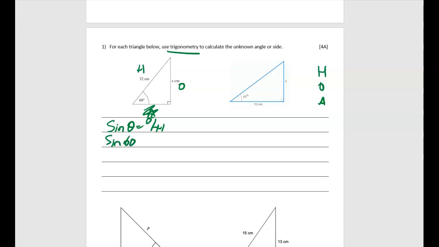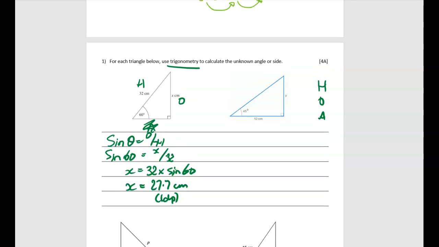Sine 60, because that's the angle we're given. The opposite is x, so we'll put that into our equation, divided by 32. We then do a bit of algebra, so x will be equal to 32 times sine 60. That's the opposite of that division. X from that is going to be equal to 27.7 centimeters, and that had a 1 dp rounding. So the units are required. The rounding can differ, and you'd also get full marks if you had different rounding.